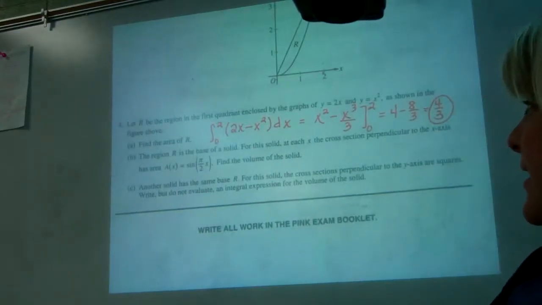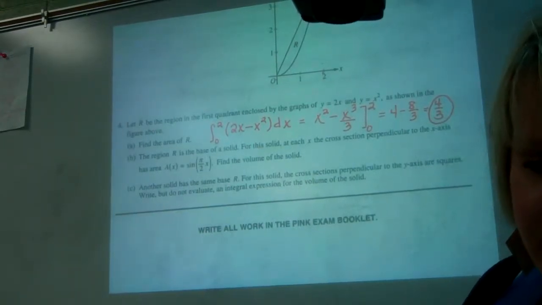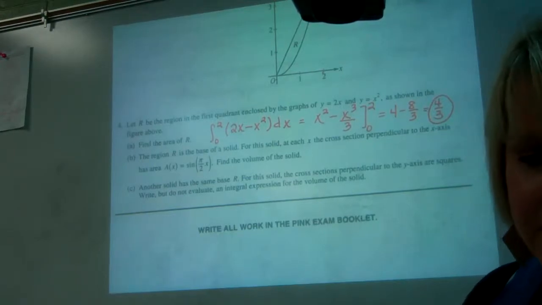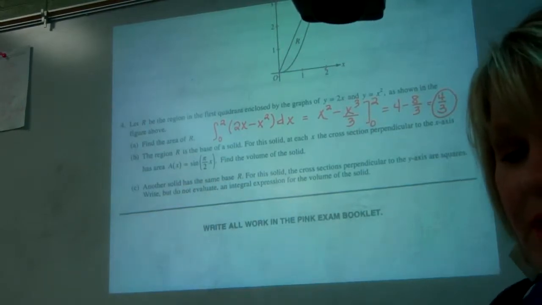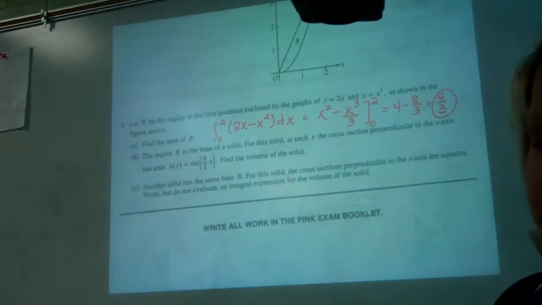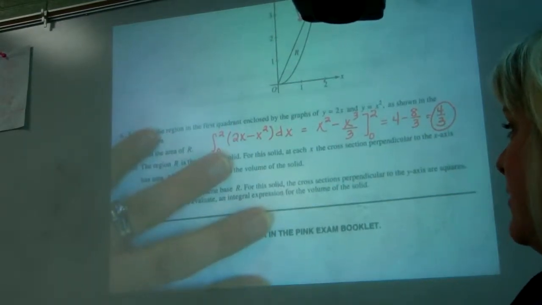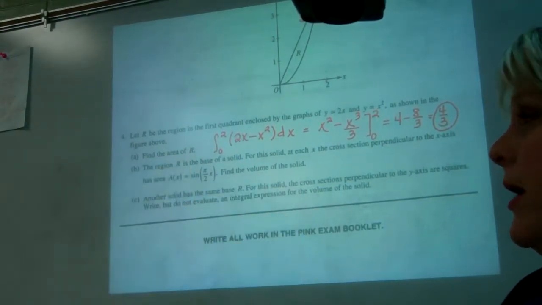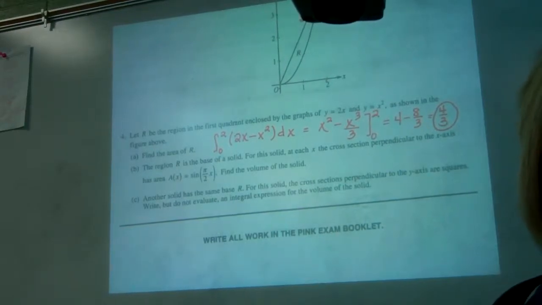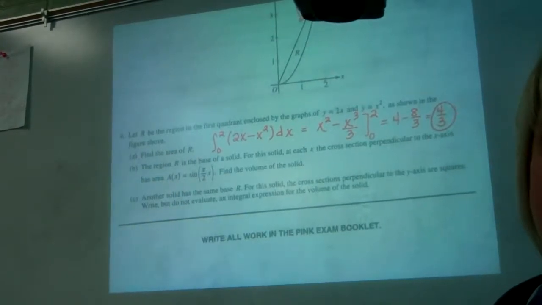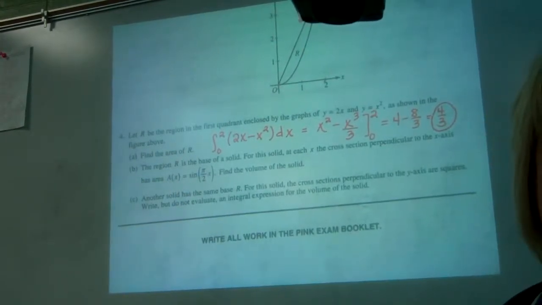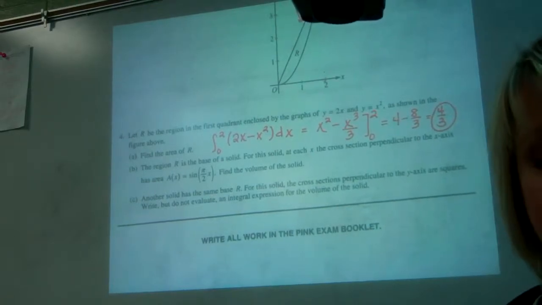Okay, so in part B, the region R is the base of a solid. For this solid at each x, the cross-section perpendicular to the x-axis has this area. Find the volume of the solid. So what we said before was that when we're doing volume of a solid, we integrate the area of its cross-sections. So when we do discs, we're doing circles, or washers, we're doing circles with holes cut out. We did one with a rectangle. Well, in this case, they don't tell you what shape it is, but they tell you what the area is, and that's all you really need. You just have to integrate area to get volume.